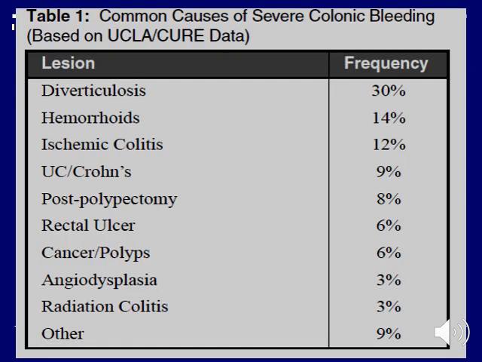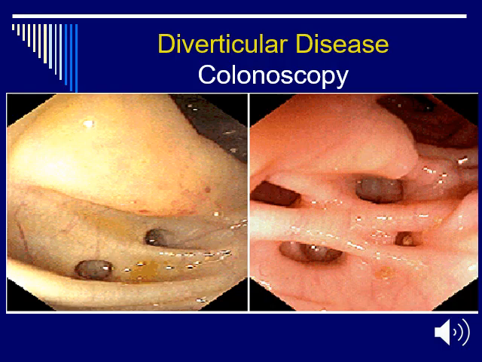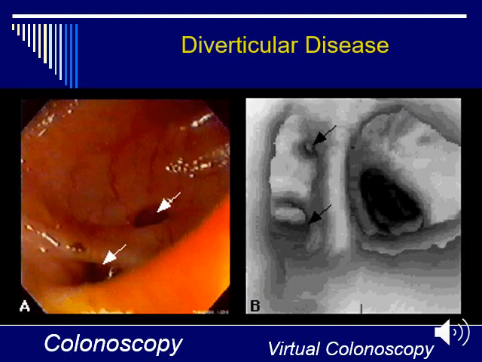What is the percentage? The commonest cause is diverticulosis, 30%. The next cause is hemorrhoids, 10%, around the same as ischemic colitis and IBD. Post-polypectomy and cancer are around 8%, and the rest are rare, like radiation or angiodysplasia. This is diverticula in the colonoscopy, and this is endoscopy compared to colonoscopy. Of course, colonoscopy showed better pictures.